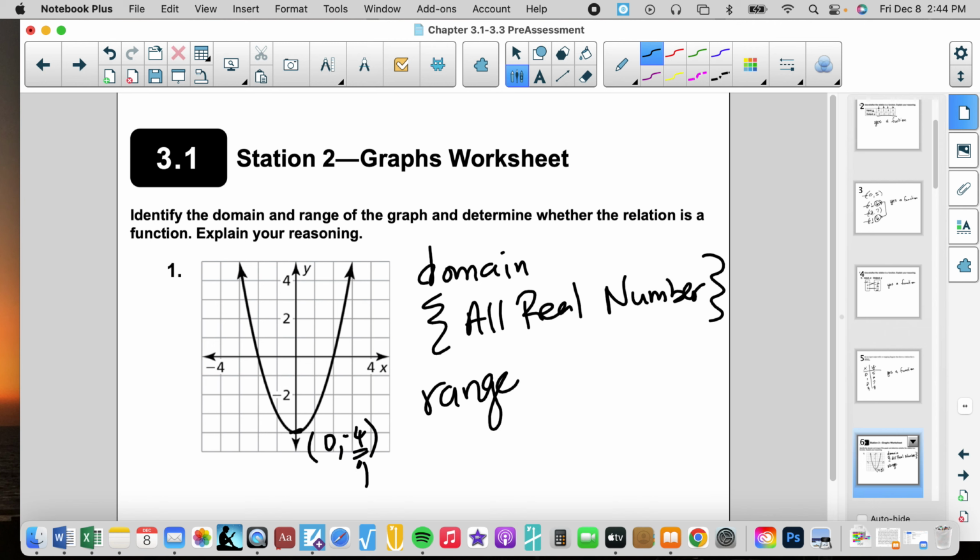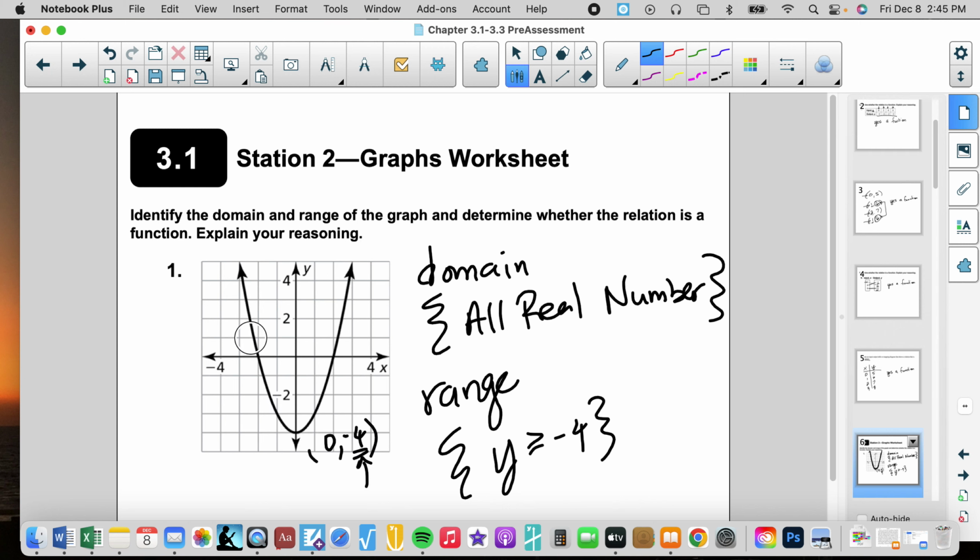That would be this value. So my range is going to go y is greater than or equal to -4. I need that equal sign because this is a point, meaning it's a solution. This line consists of all of the solutions to the equation. I don't see the equation, but I know it represents an equation.